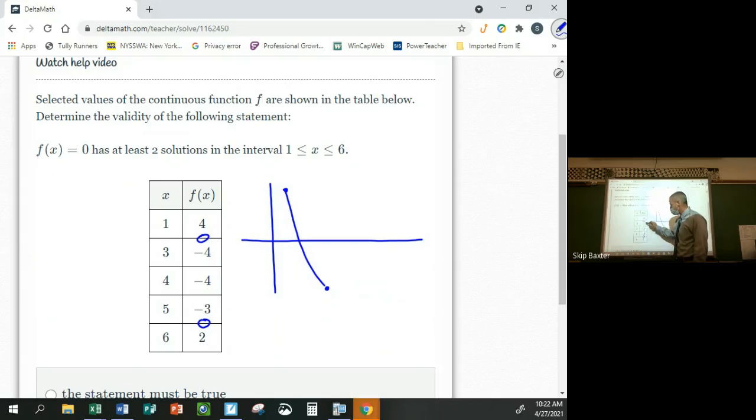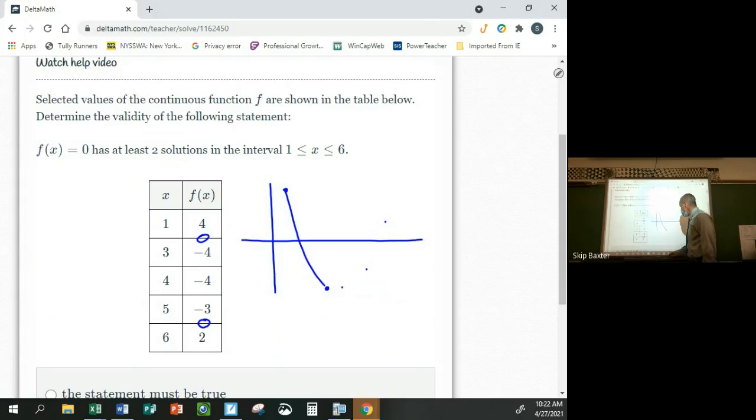Now, these other intervals don't really tell you anything about 0 because it's just going from -4 to -4 and from -4 to -3. So that doesn't necessarily mean that it has to cross 0. But if it goes back from -3 to 2, there's no way you can get from here to there without crossing 0 twice. So this statement is definitely true. It has at least two solutions.